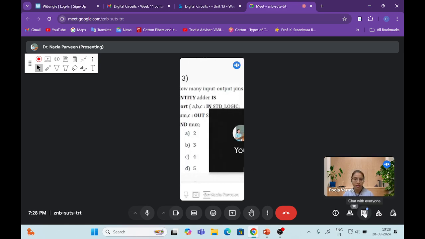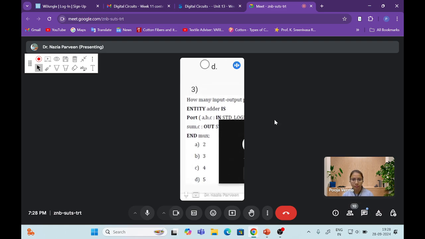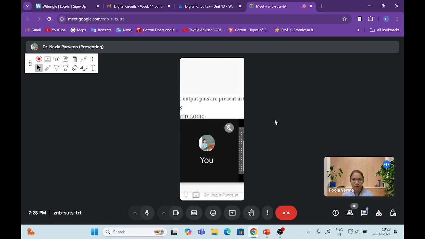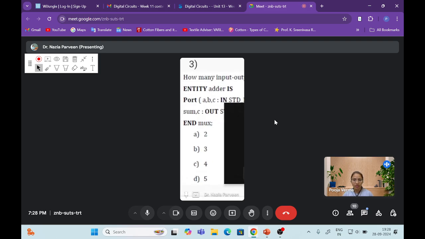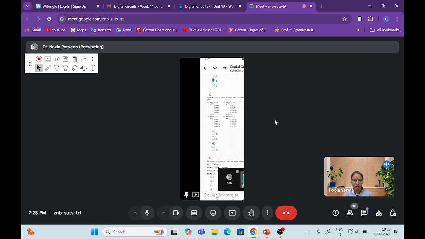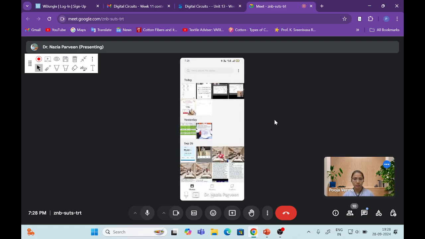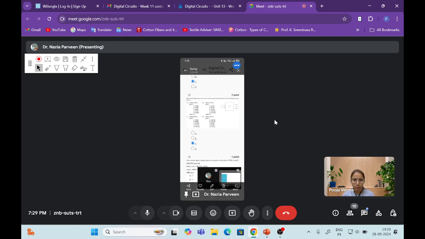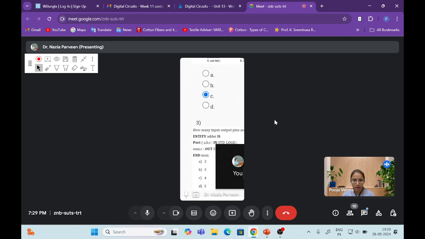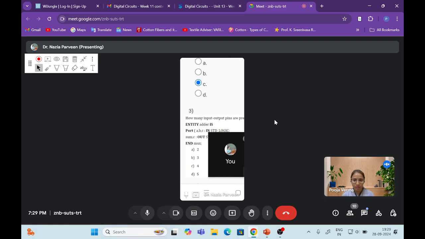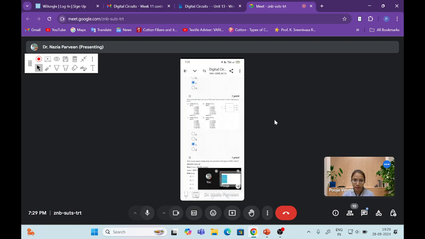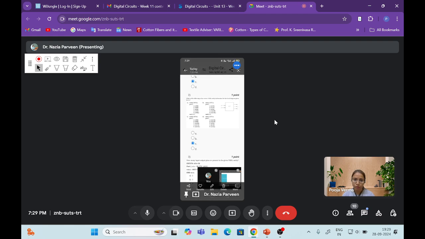Yes, ma'am, option C is the correct one because A and B are the input ports, that means in bit, and P, Q, and R are the output ports. So A and B are the in bits, P, Q, and R are the output. Okay. Most probably, yeah, that one is correct.